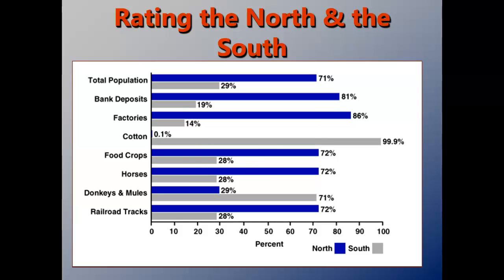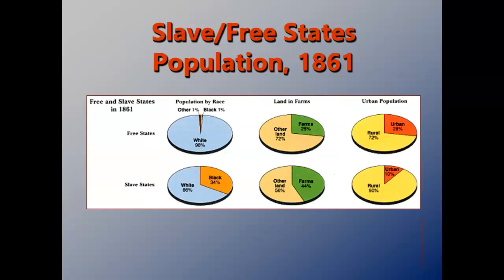But guns are made with metal, not with cotton. And so having the factories in the North is going to be a huge advantage, of course, along with the major monetary deposits as well. If you look at population, any of these graphs will tell you about how the population broke down in free versus slave states.